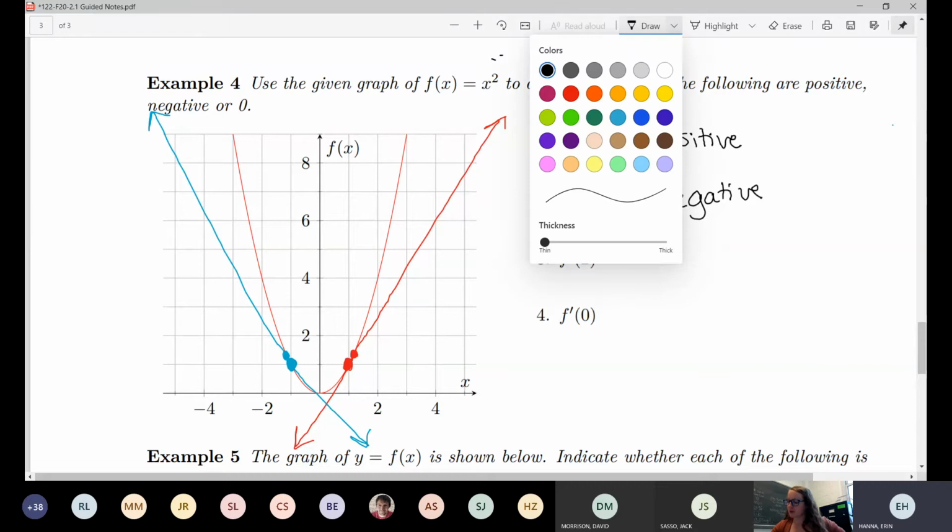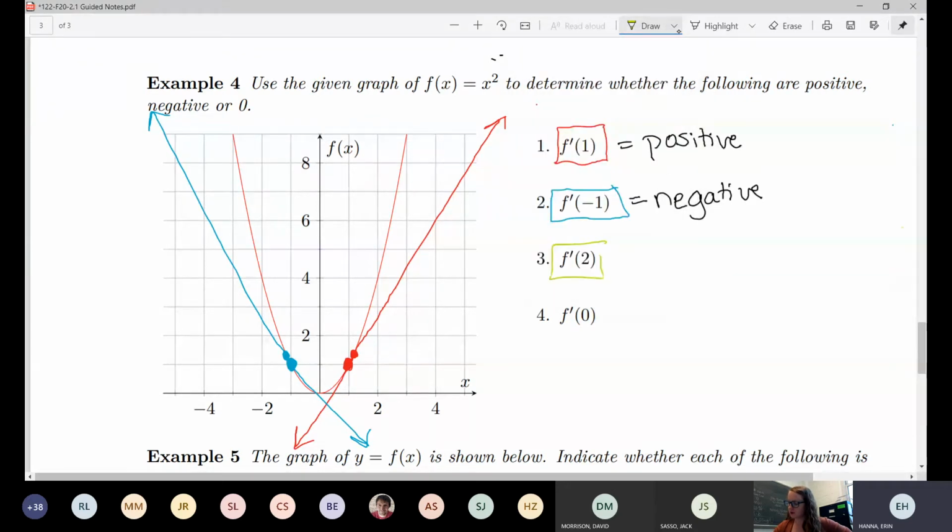If I want to do f prime of 2, I'll use a darker green rather than lime green, in case people are colorblind. They can hopefully at least see the darker color.